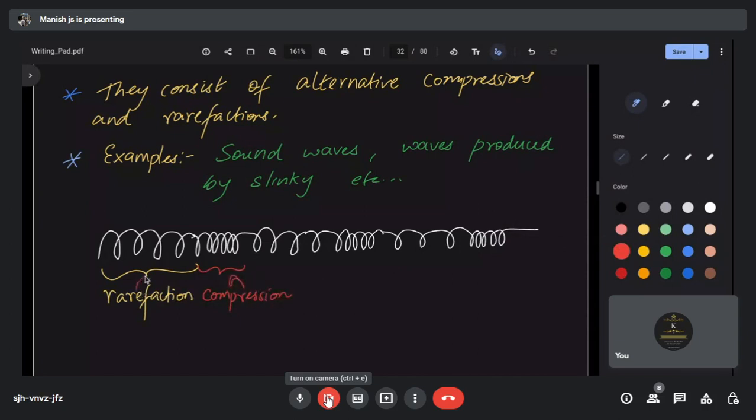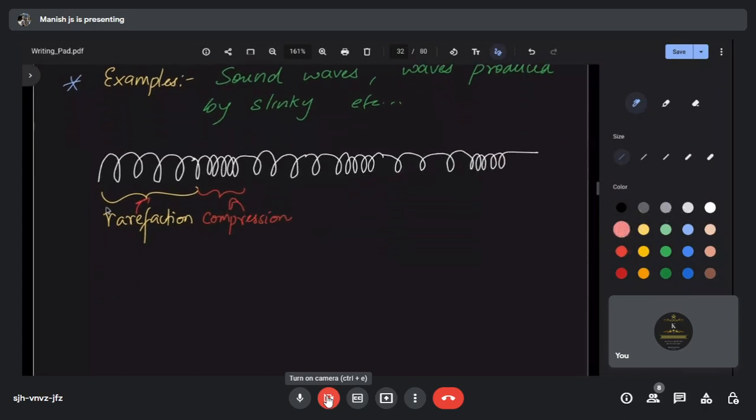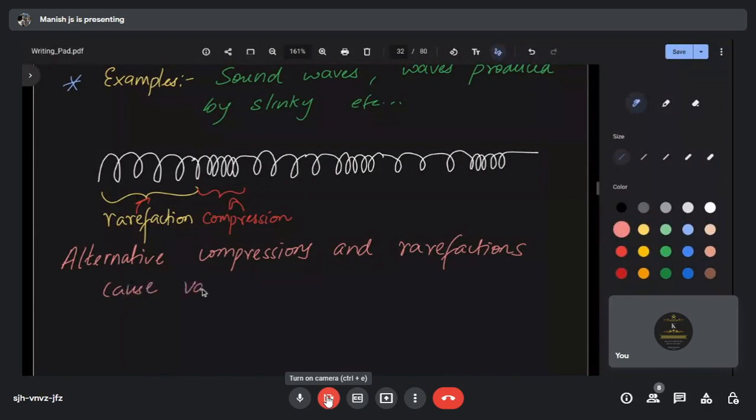This is a compression and this is a rarefaction. So what is this basically causing? So alternative compressions and rarefactions cause variation in density. So they are causing variation in density.